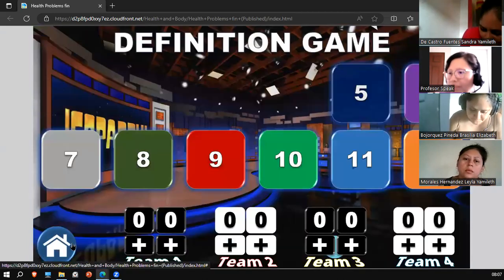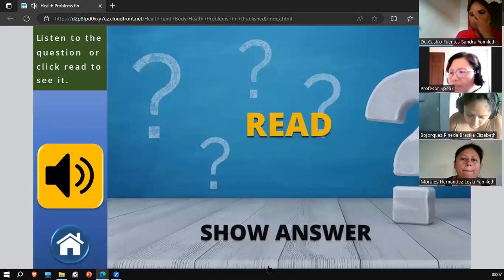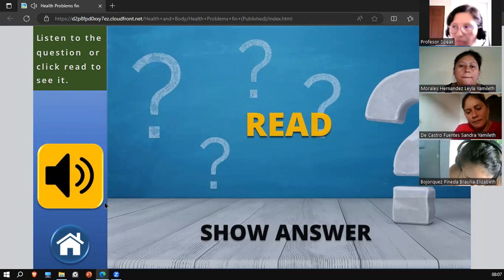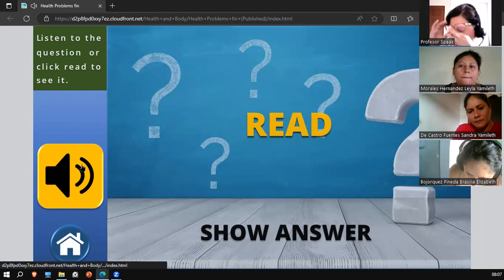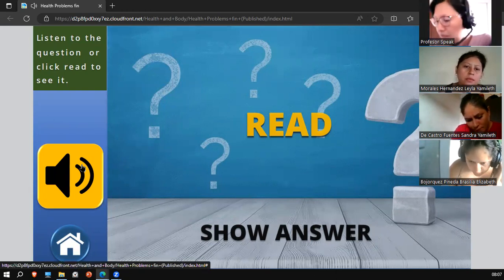Vamos a la siguiente. Number 6. Illness which is like a bad cold, but more serious, and is short for influenza.